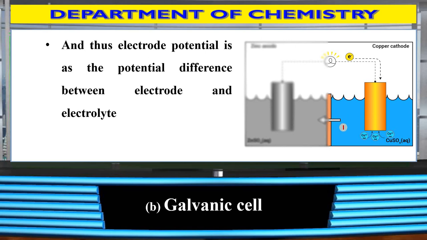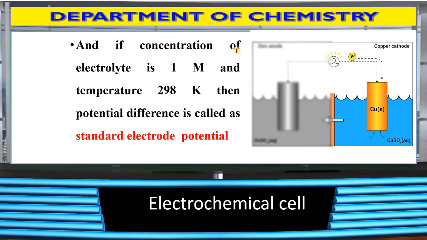Can you understand the meaning of electrode potential? Electrode potential is the potential difference between electrode and electrolytic solution, or simply the capacity of electron transfer of that electrode. The potential observed in the reduction half cell is called a reduction potential, and the potential observed in the oxidation half cell is called an oxidation potential. And if the concentration of the electrolyte is 1 molar and the temperature is 298 Kelvin, then that potential difference is called the standard electrode potential.